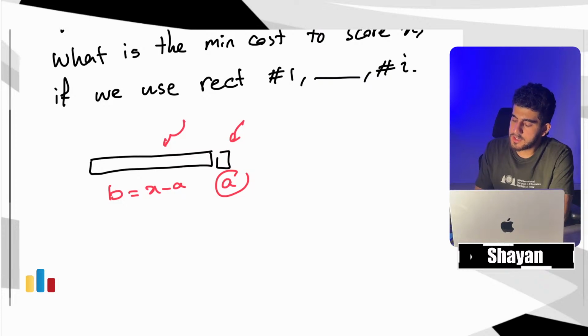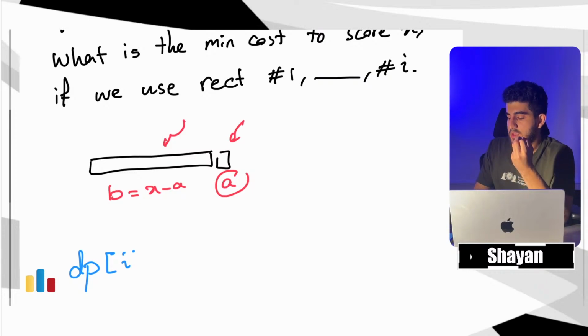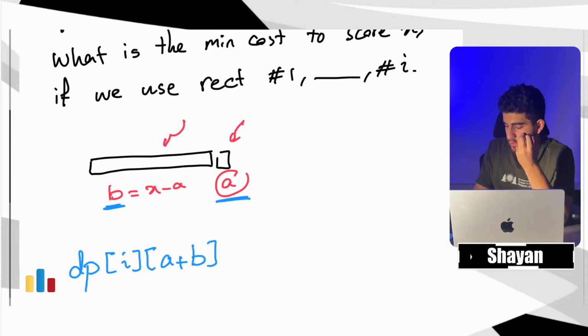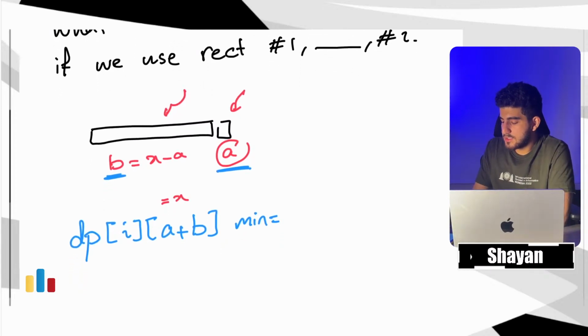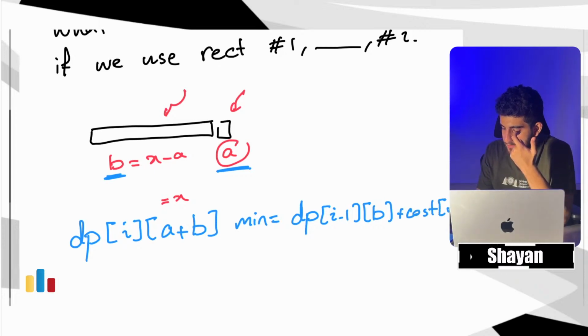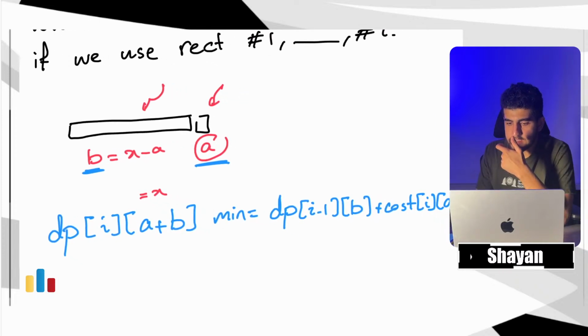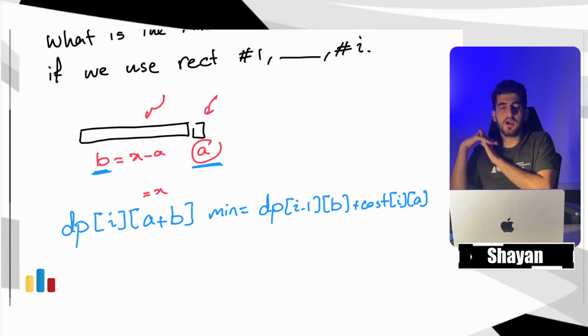So my new DP, dp of i, says that I'm at rectangle i. And if I fix this A and B, I can say that dp of i and A plus B, which is equal to that x I was talking about, is going to be min-equal to, which is not really a C++ operator, I just use it for explanation, dp of i minus 1 and B, because I said that I will choose B from the previous ones, plus cost of i and A, which I have already calculated. Cost of i and A says what the cost is if from rectangle number i I get A points.